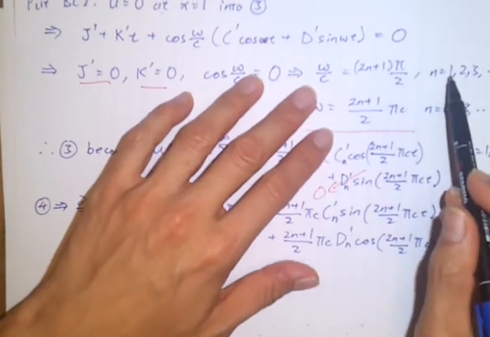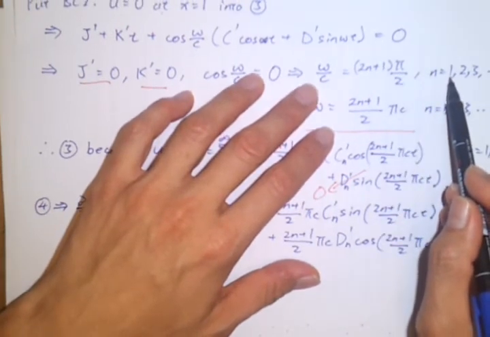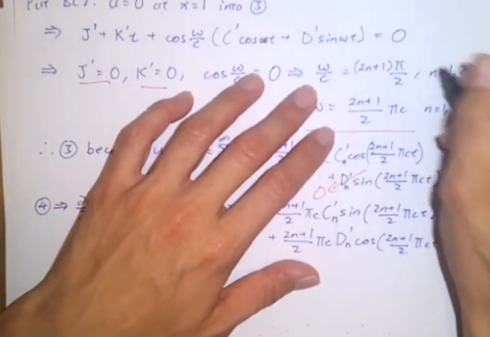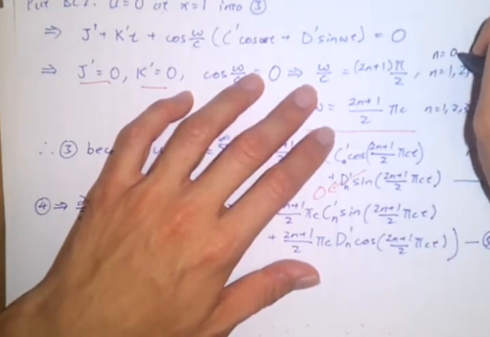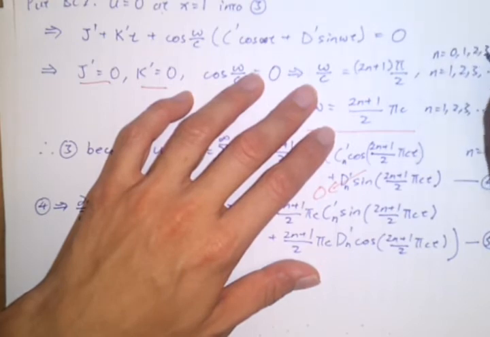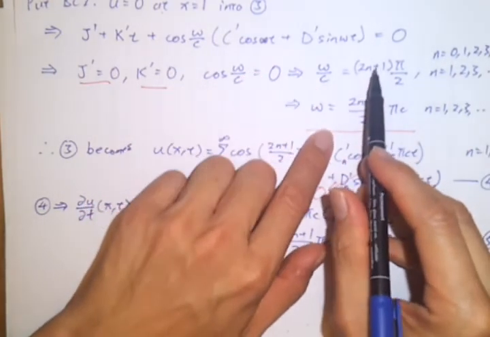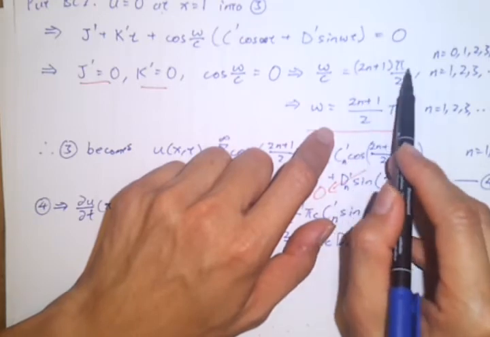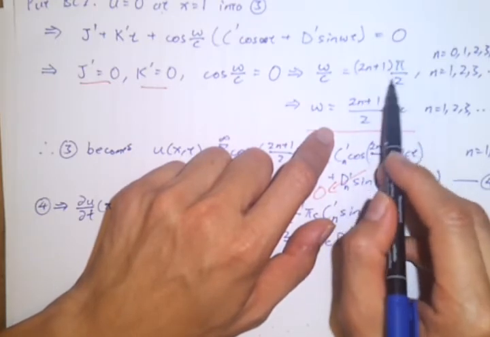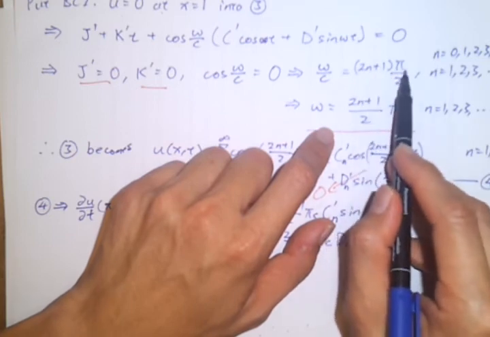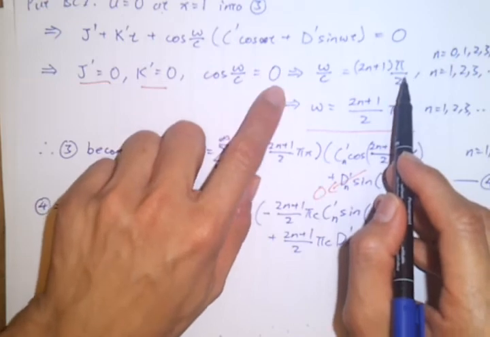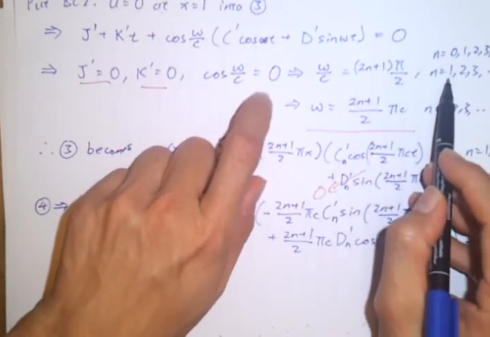Now, I shouldn't have started at n equals 1. I should actually have started at n equals 0. Because if I start at n equals 1, the first term I get is 3 times pi over 2. I'm missing the 1 times pi over 2, because cosine of pi over 2 is 0. So I should have started from 0 and not 1.